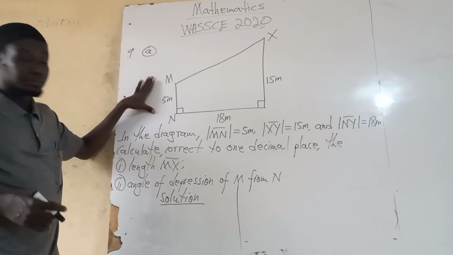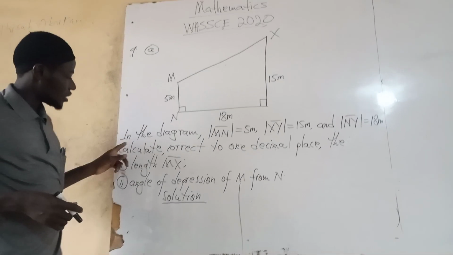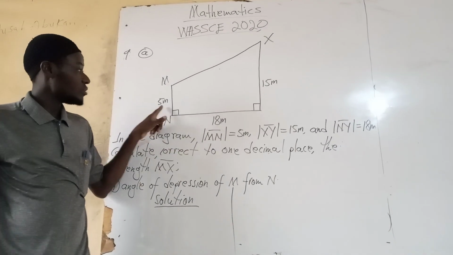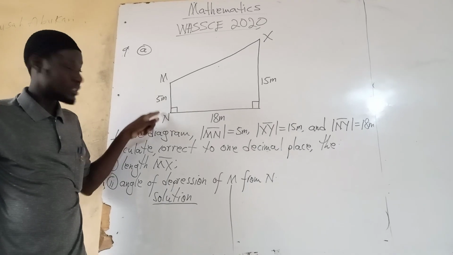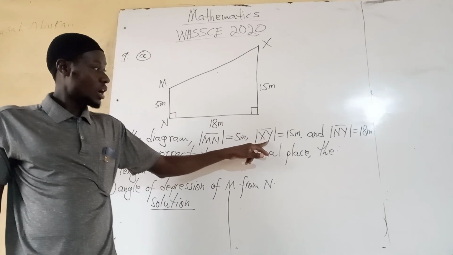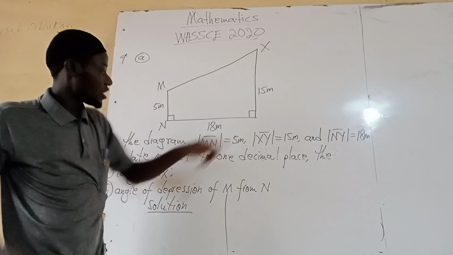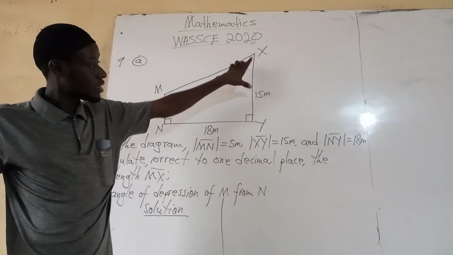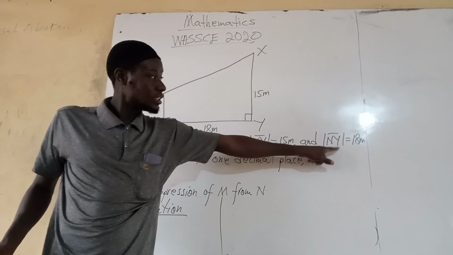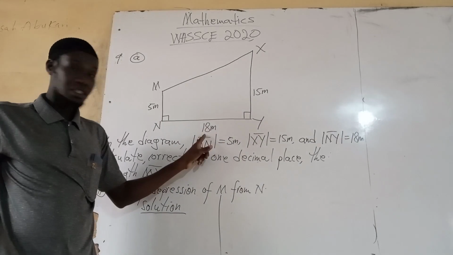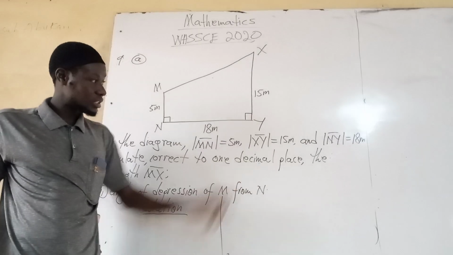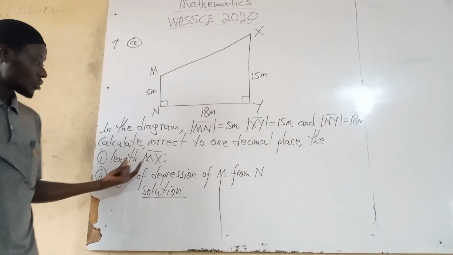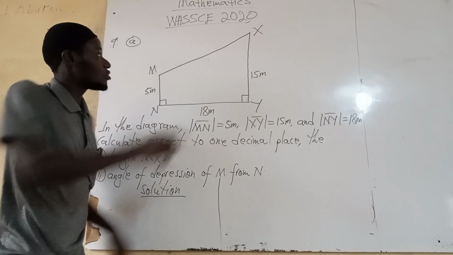So we have this diagram, and they said in the diagram the length of line MN is equal to 5 meters. The length of XY is 15 meters, and NY is 80 meters. Now from here to here is 80 meters. And if I calculate, correct to one decimal place, the length of NX, I should calculate the length of this line.